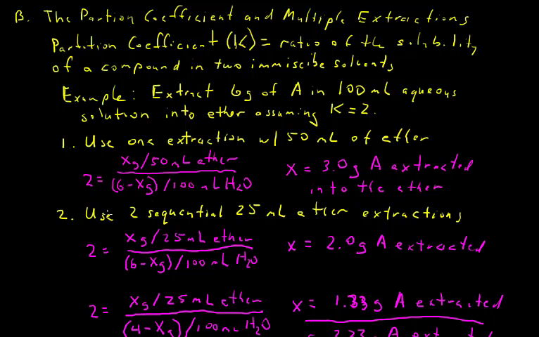In the second extraction, we're returning to our original solution, which has 6 grams of compound A dissolved in 100 milliliters of water. We're extracting with ether again, and we're using a total of 50 milliliters, but we're doing it twice, using 25 milliliters of ether each time. We can calculate again, using the same equation, the amount of compound that will be extracted into 25 milliliters of ether from 100 milliliters of the aqueous solution. And it's less, as we would expect. The math tells us that we get about 2 grams instead of 3 grams of A extracted into 25 milliliters, compared with 50 milliliters. So we get less compound extracted out.